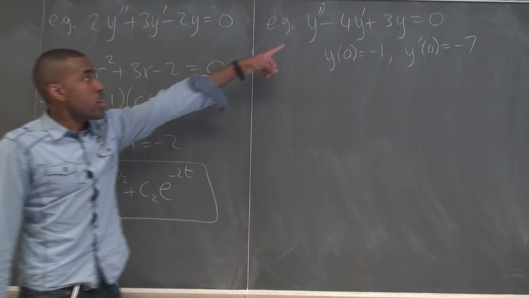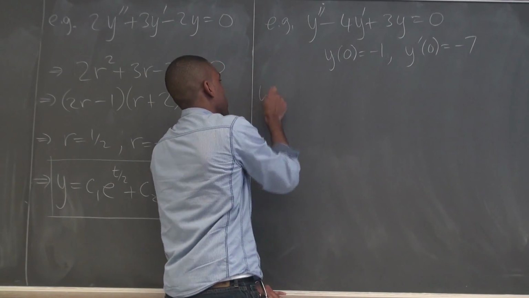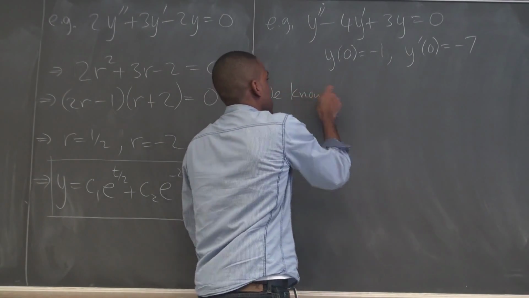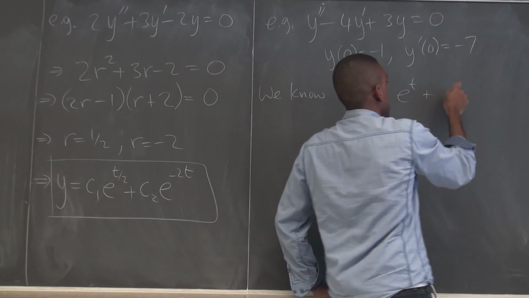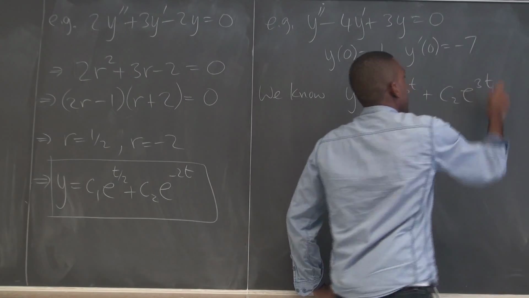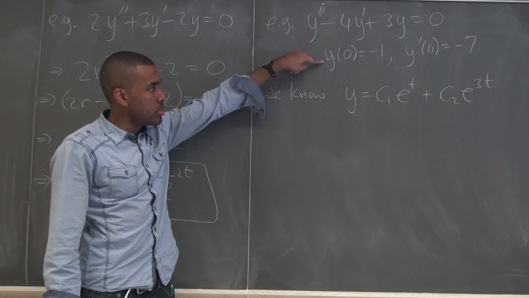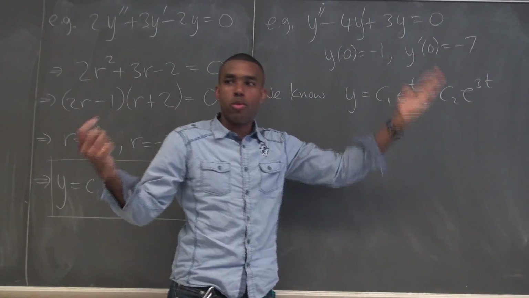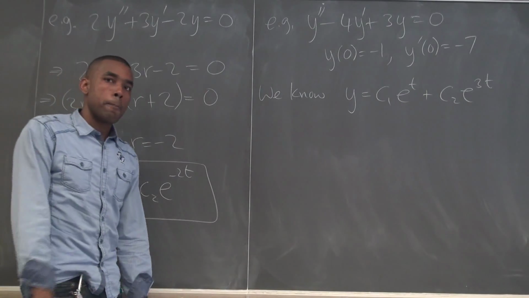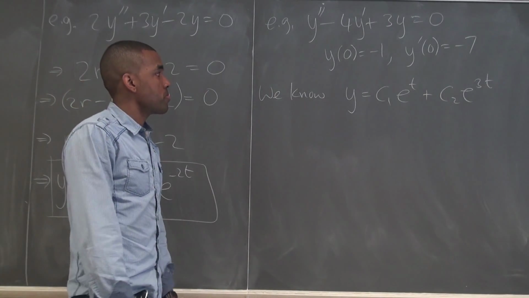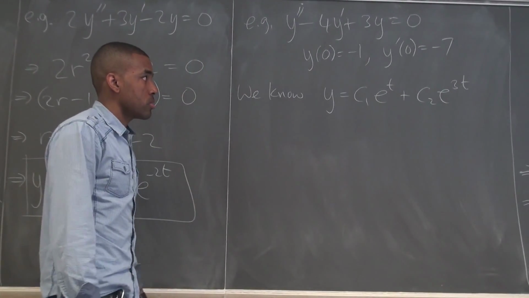Okay, so here, we actually already solved this one. The answer was y is c1 e to the t plus c2 e to the 3t, right? But now I gave you initial conditions. And what does that mean? I want to know what c1 and c2 are. How do I get to them? What do I do now if I have these initials?